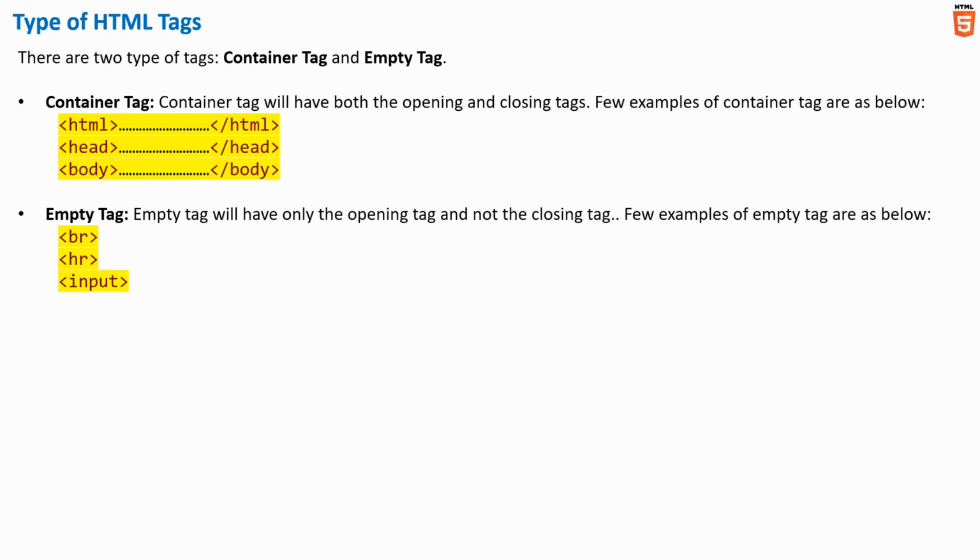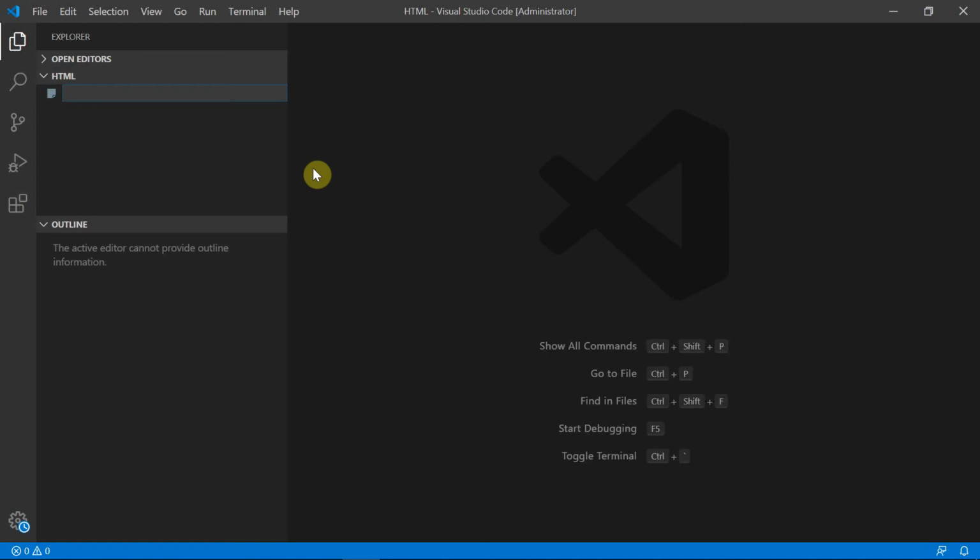Now to give you a clearer understanding of what is a container tag and what is an empty tag, let me quickly switch into the HTML editor and write the sample HTML code using the container tag and the empty tag, and then we will see how exactly this gets rendered in a browser. Let's create an HTML file with the name sample.html.